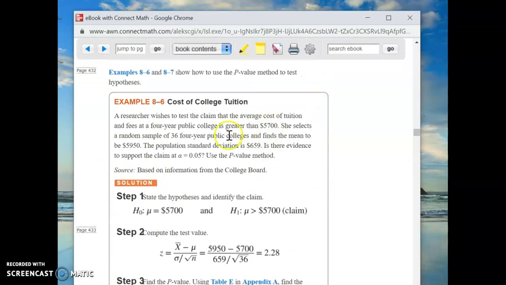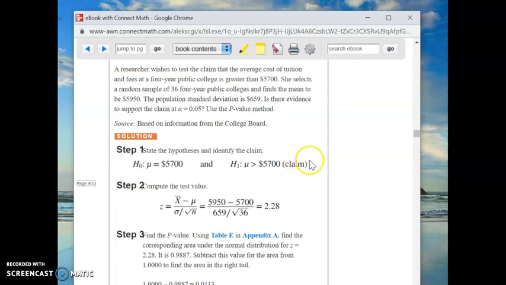Cost of college tuition. I want to test the claim that the average cost of tuition is greater than $5,700. You get a sample, your n is 36. The mean, the X bar, is 5,970. Well, that is certainly bigger than $5,700. You have a standard deviation of 659. Is there enough evidence to support the claim at alpha equal to 0.05? Use the p-value method. So I don't need the critical value. I just need to know what the p-value is, and I'm going to use alpha equals 0.05 to help me make the decision. So here's the hypothesis.